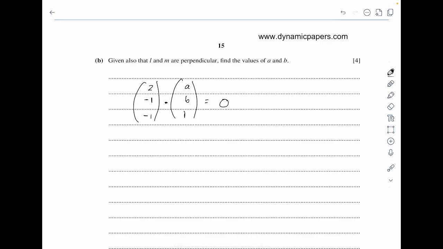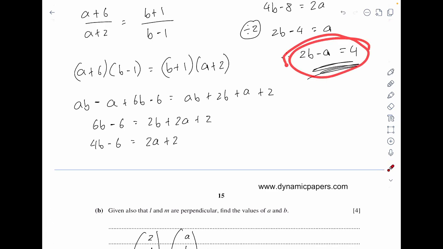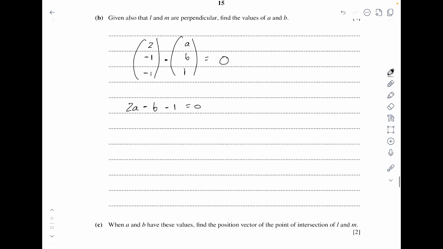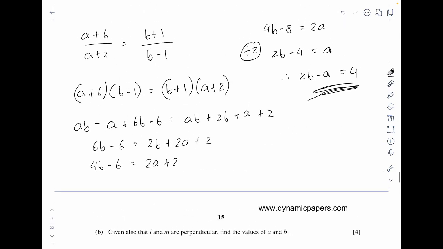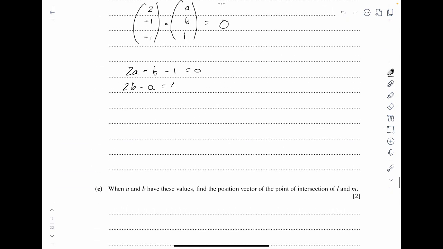So using that, we can say 2A minus B minus 1 is equal to 0. So that's our first equation here. And what else do we know? Well, we know that 2B minus A equals 4 from the previous equation, which implies that A is equal to 2B minus 4.